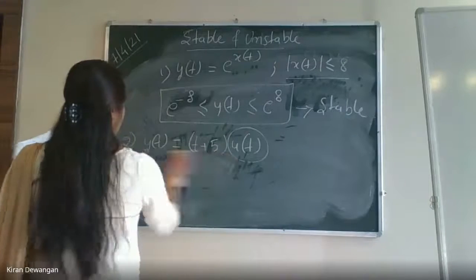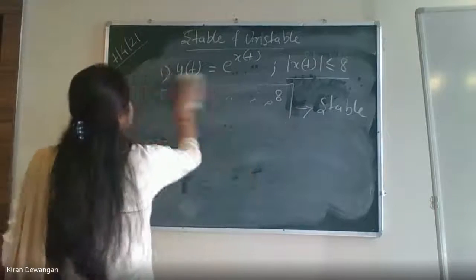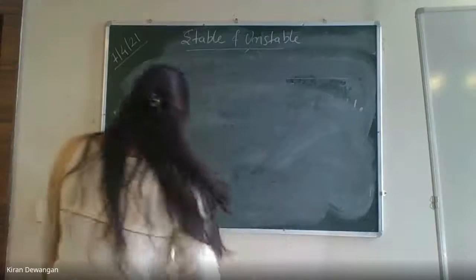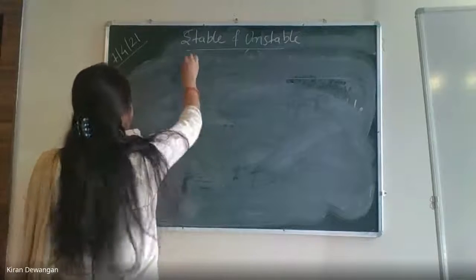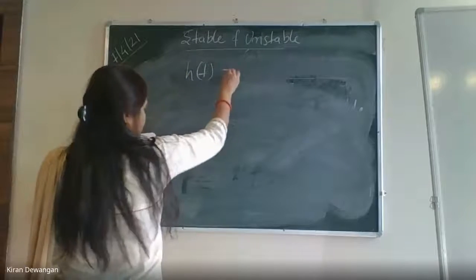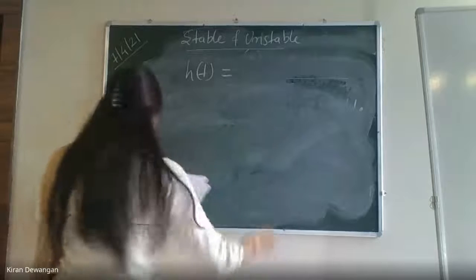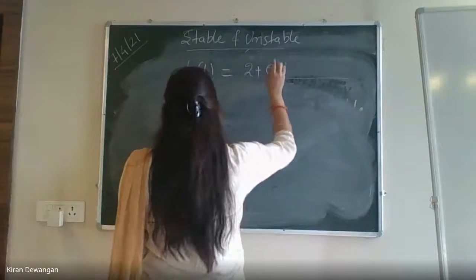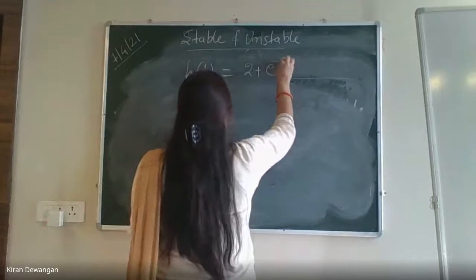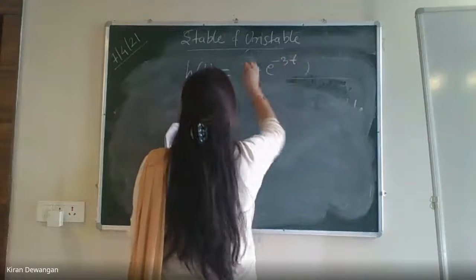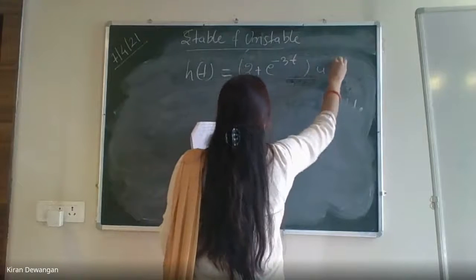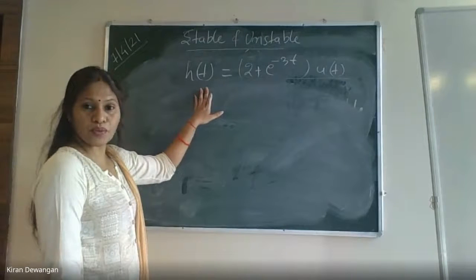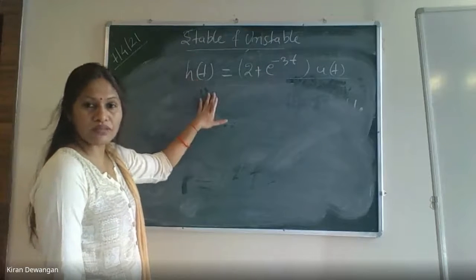Let's just solve another question. h(t) is (2 plus e to the power minus 3t) into u(t). Alright, so this is the impulse response given to us.